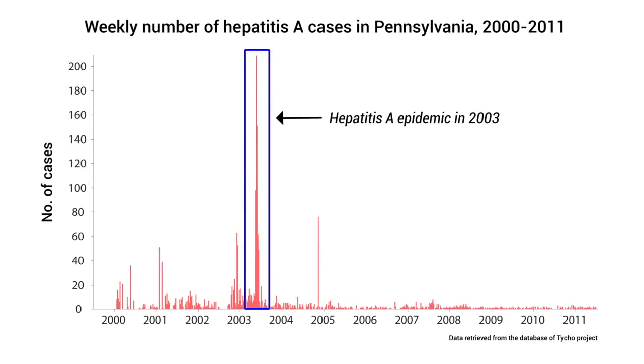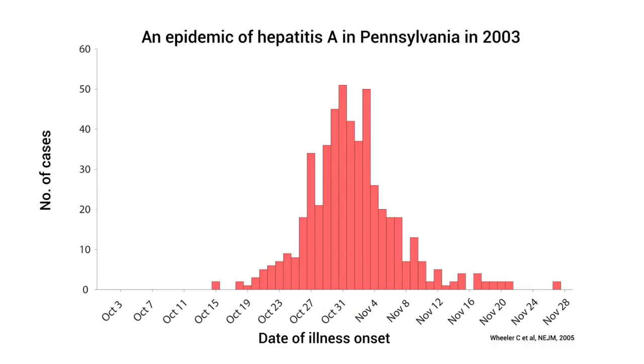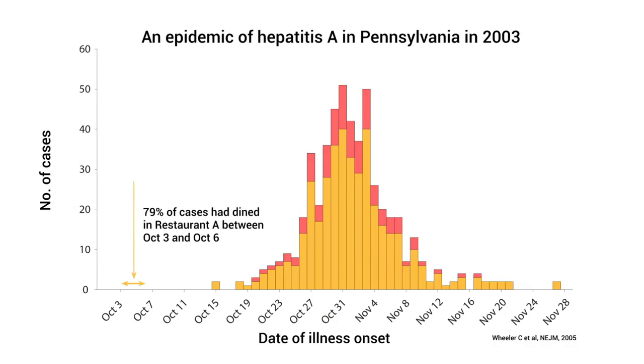For example, this is the hepatitis A epidemic in Pennsylvania that we saw earlier in this session. The epidemic was caused by consumption of contaminated food in a restaurant. Outbreak investigation of this epidemic found that 79% of the cases had eaten in this restaurant between October 3rd and 6th. These people began to show hepatitis A symptoms 2 to 8 weeks after eating at this restaurant, which was consistent with the known incubation period of hepatitis A.